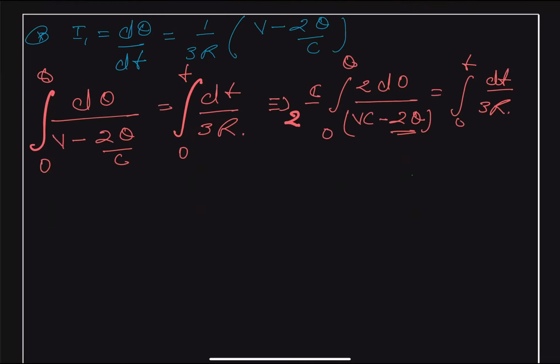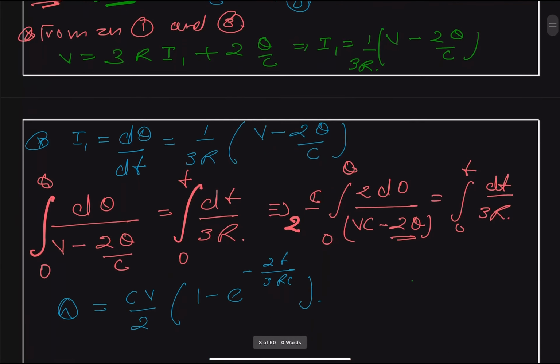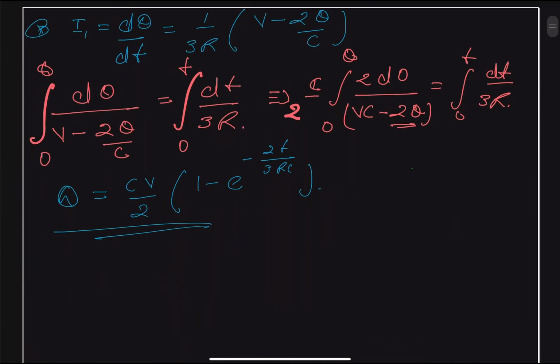Now this gives us that our charge q will be equal to CV divided by 2, times 1 minus e raised to the power minus 2t divided by 3 times RC. Okay, and this is our first part, that is the charge on the capacitor at a certain time t.